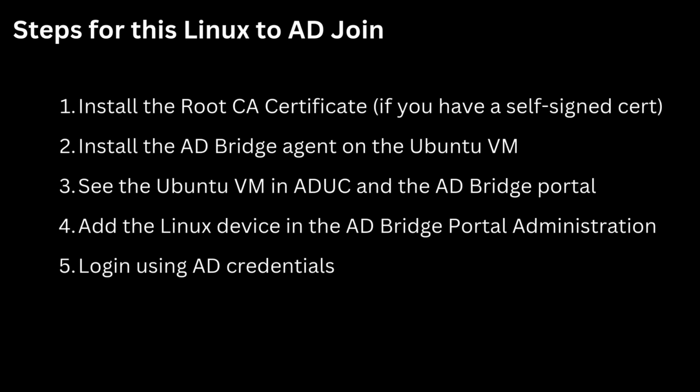Here are the steps we'll go through. If you have a self-signed certificate, we'll install that on the Ubuntu VM, then we'll install the AD Bridge agent and see the machine in Active Directory and in the AD Bridge portal. We'll add the Linux device in the AD Bridge Portal Administration tab. And finally, we'll SSH into the Ubuntu VM using AD credentials.